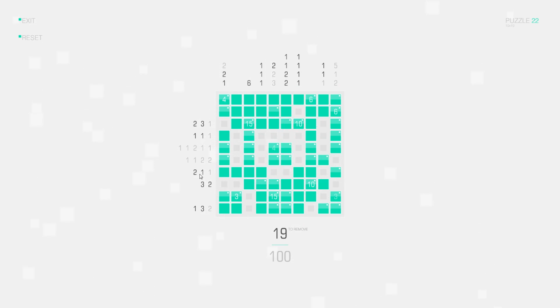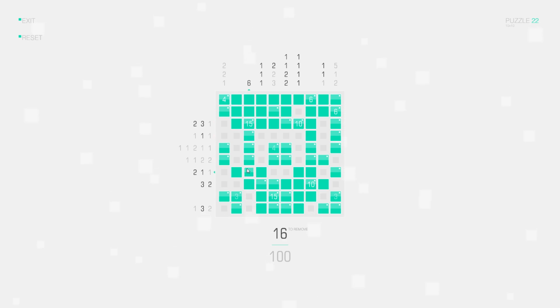2, 1, no it doesn't. So let's look at the column clues again. We have 2 squares marked already up here. 2 connected squares are marked here, so I can delete these 2. And I only have 1 separate square left at the bottom of this column, so let's delete this one. And now I can complete the group of 3 connected squares like this here.